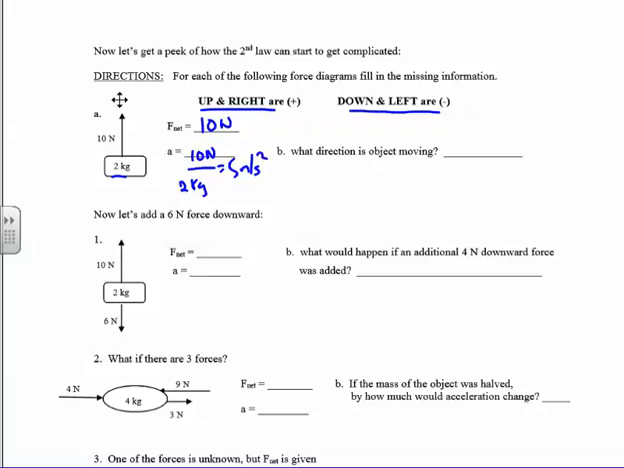What direction is the object moving? Well, we're not told anything about what the initial velocity is. We don't have any idea if it started from rest or if it was moving up or down, left or right. The point being, knowing the direction of force does not tell you anything about the direction of the velocity. So again, we don't know. I can't emphasize that enough. What you do know is that the acceleration is upward because the net force is upward.